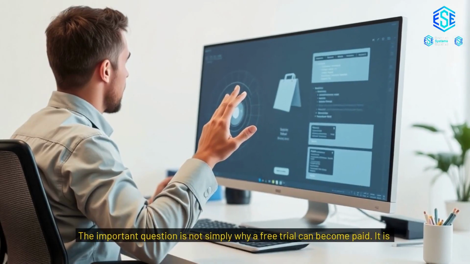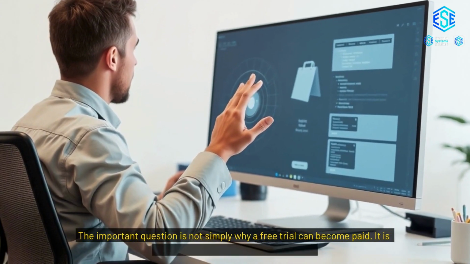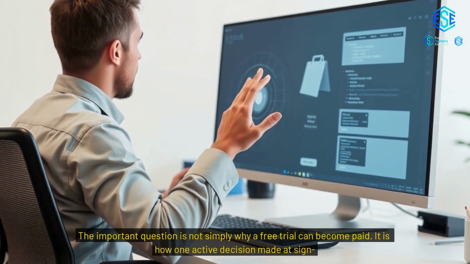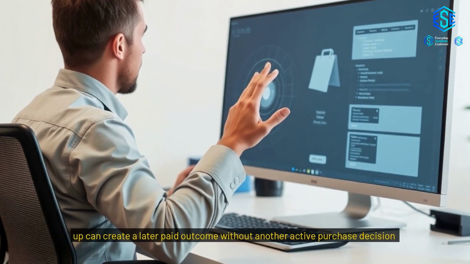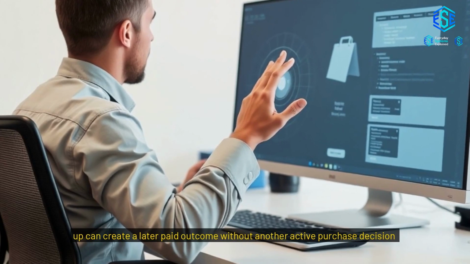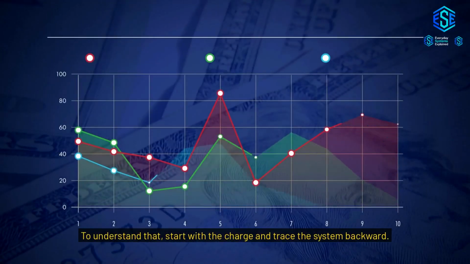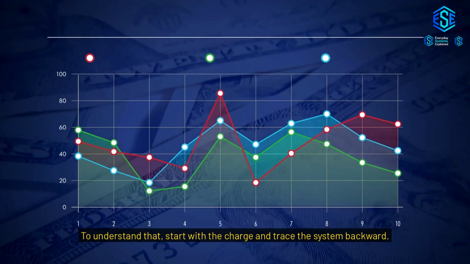The important question is not simply why a free trial can become paid. It is how one active decision made at sign up can create a later paid outcome without another active purchase decision at the billing moment. To understand that, start with the charge and trace the system backward.